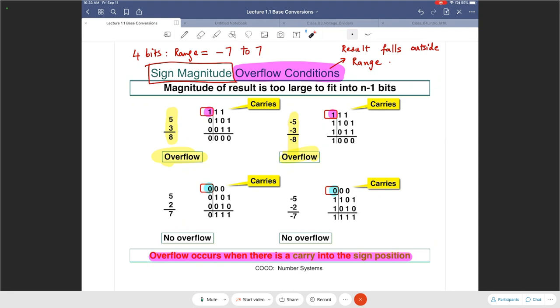And you can detect that by monitoring the carry in into the sign position. So if the carry in, highlighted in pink here, is a 1, that indicates overflow. This applies for signed magnitude arithmetic. A different scheme is going to be developed for two's complement representation. Now, if the carry in bit for the sign position is 0, that means no overflow has occurred. And we verify that by using these examples. So that's where we left off.